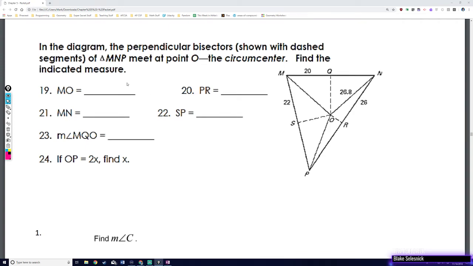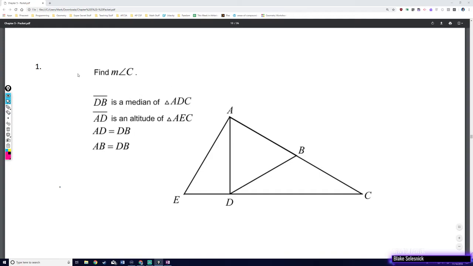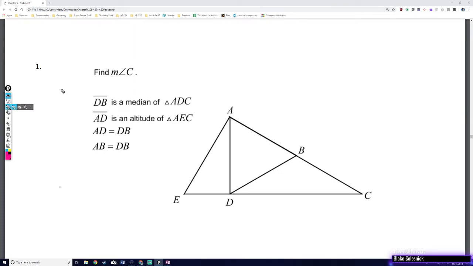All right, so if I'm looking, I don't know if we want to do these or not. Someone asked a question on this one. This one was a lot of setup for this question just to find out what it is. I mean, we can walk through it pretty quickly, but if you understand what they're saying, like DB is a median of ADC. So ADC is this triangle here. So this is a median. It means it's going from a vertex to a midpoint. So it's telling me essentially that this is a midpoint. Okay? AD is an altitude of this AEC, this big triangle. So this is an altitude, meaning it forms a right angle. Of course, it would be a right angle on the other side as well. Okay? Then it says AD equals DB, and then it says AB equals DB as well, which means that all of these things are the same.